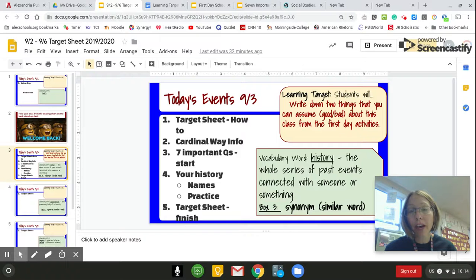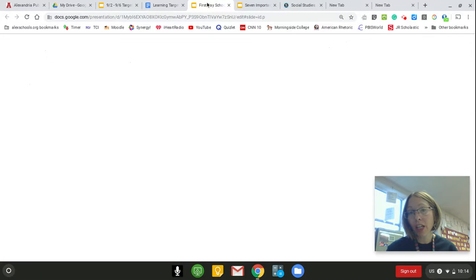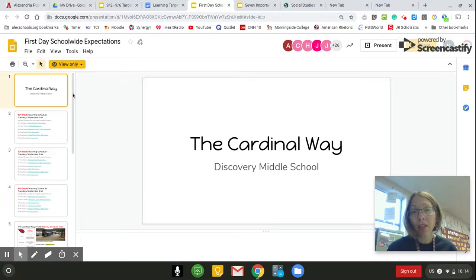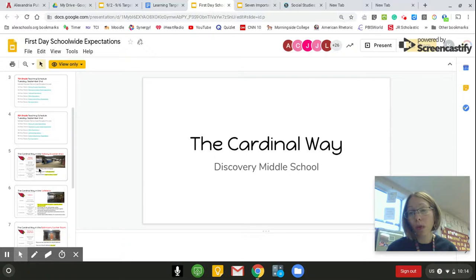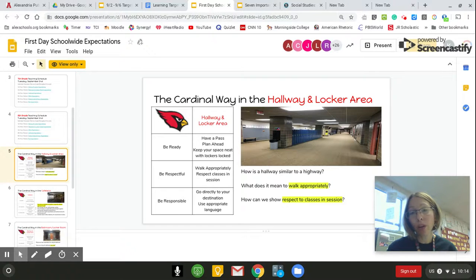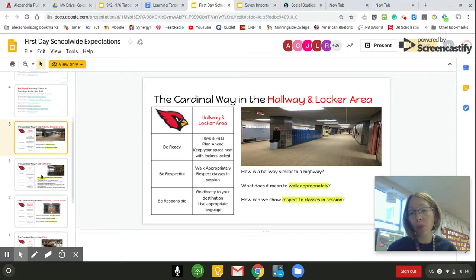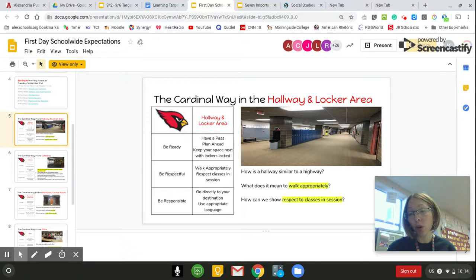So that is the first thing that we did, the target sheet how-to. Cardinal Way, today we're just taking a look through the different aspects of the Cardinal Way: be ready, be respectful, be responsible. And each hour we're looking at something different. So it's just a review of what things should look like in our school.